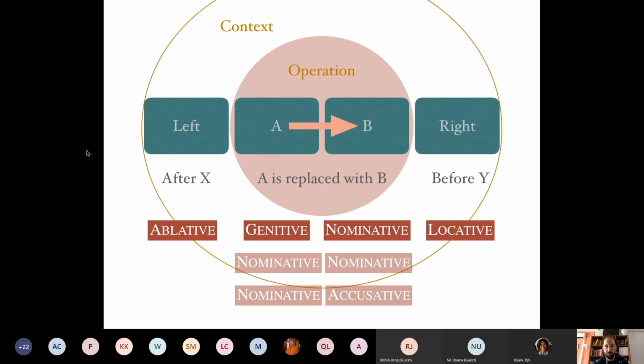So basically, for any operation of replacement, and these replacements are very common, they take place all the time in the grammar, this is what you have. You have a context, left and right. So the left one is expressed in the ablative. It means after something. Right one in the locative. It means before that item. And then in the middle, you have a replacement. The idea is very simple. You replace this with that.